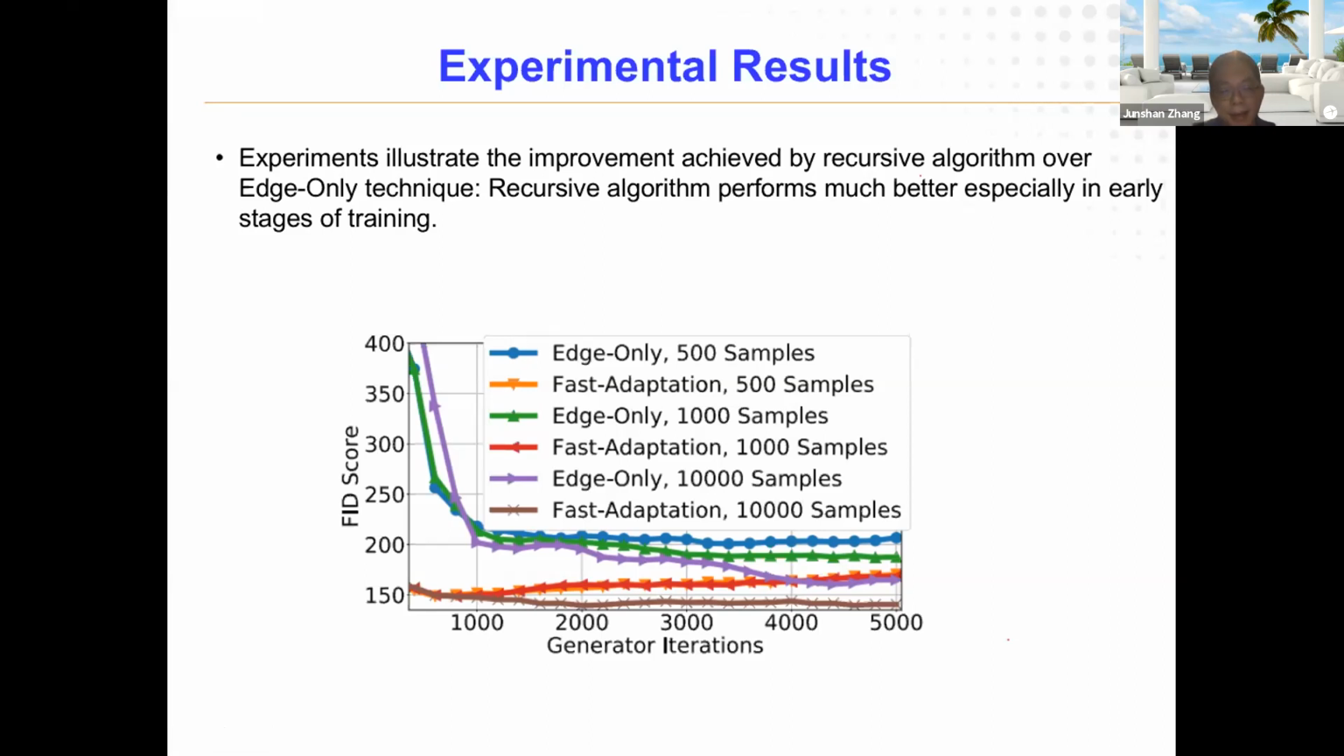So clearly, this blue one is the FID score, the lower the better. The blue one is the very top edge only, and you see the recursive algorithm gives us results at the very bottom, which has the lowest FID scores.